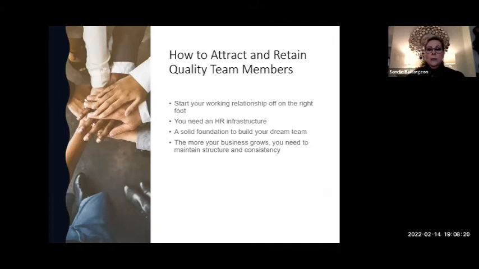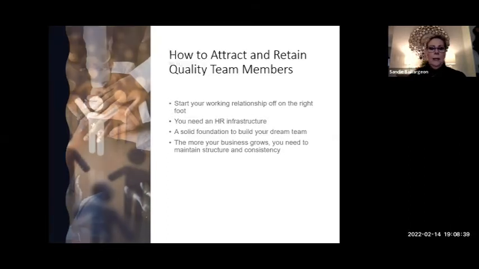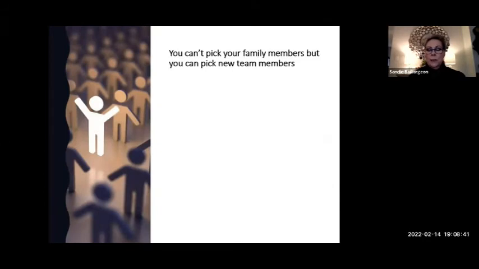The more your business grows, you need to maintain structure and consistency. So if you are planning on purchasing more offices, which seems to be a large trend right now, or if you have a large number of employees, then you want to make sure that you have a consistent HR system that will cover all of the offices, especially if you're a multi-practice owner. So you can pick your team members. You have to decide who will fit best with the team that you currently have.